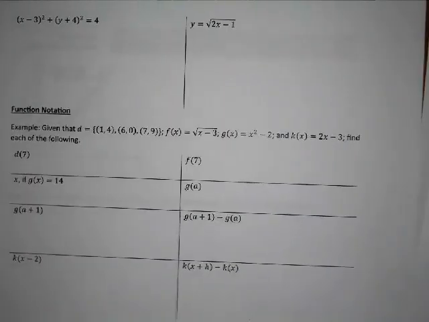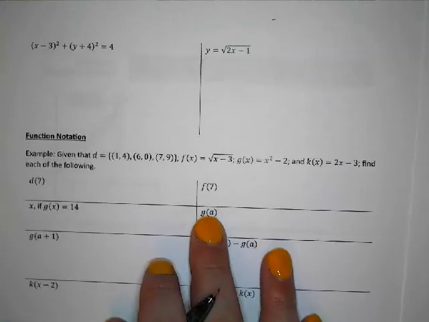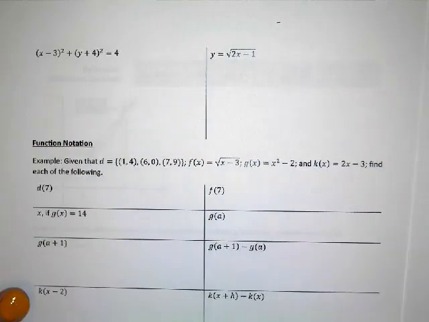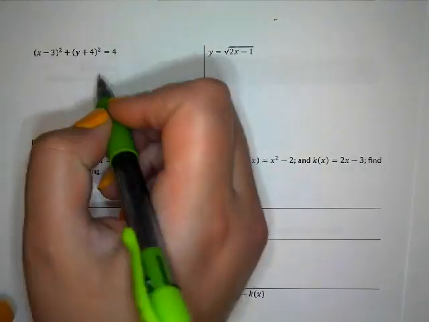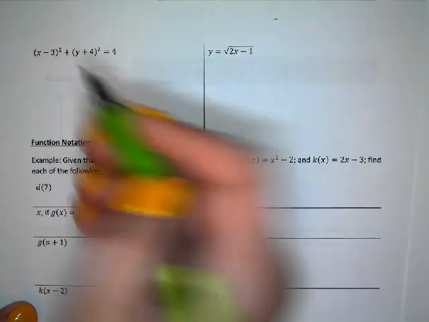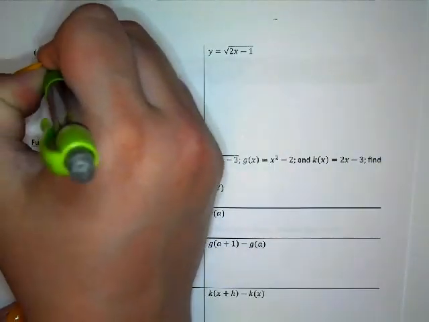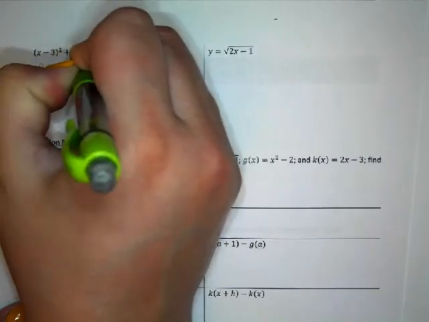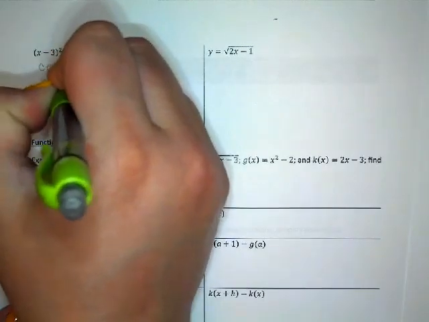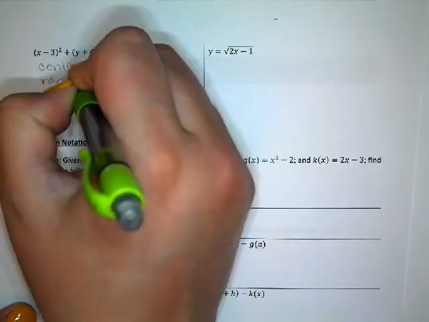Okay, this next one is a circle. It wasn't on the list because it's not a typical parent function. It's not a function, that's why. But we can think about what the graph of a circle would be and then think about what x's and y's are involved. So this circle has a center at 3, -4, and it has a radius, the square root of 4 is 2.